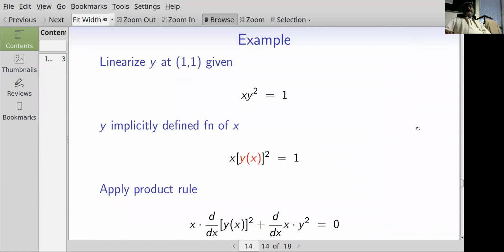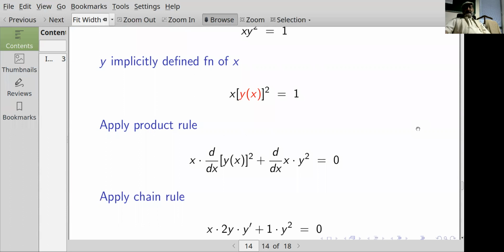Another example. So we've got this equation, x y squared is equal to 1. That defines y implicitly as a function of x. And you know that if you graph this function, the point (1, 1) lies on the graph. Okay, so remember, again, y has been defined implicitly as a function of x. You've got x times y of x, quantity squared.